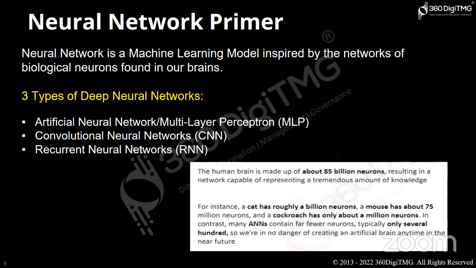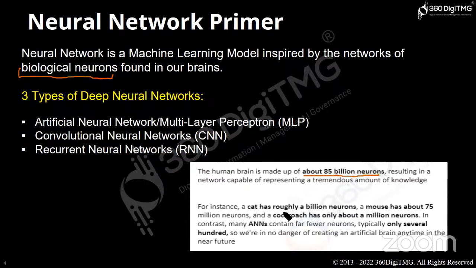So again, neural networks are inspired by biological neurons. These biological neurons refer to a brain. So the human brain has around 85 billion neurons. We have 85 billion neurons. And these 85 billion neurons are responsible for everything we do, every single decision we make in our life, every single action we take at any time.